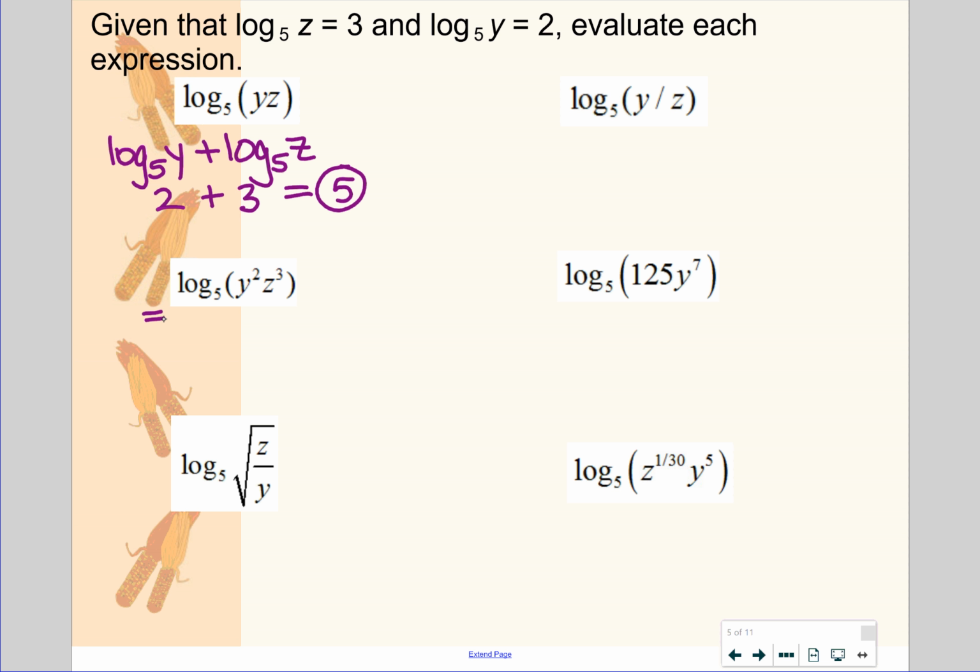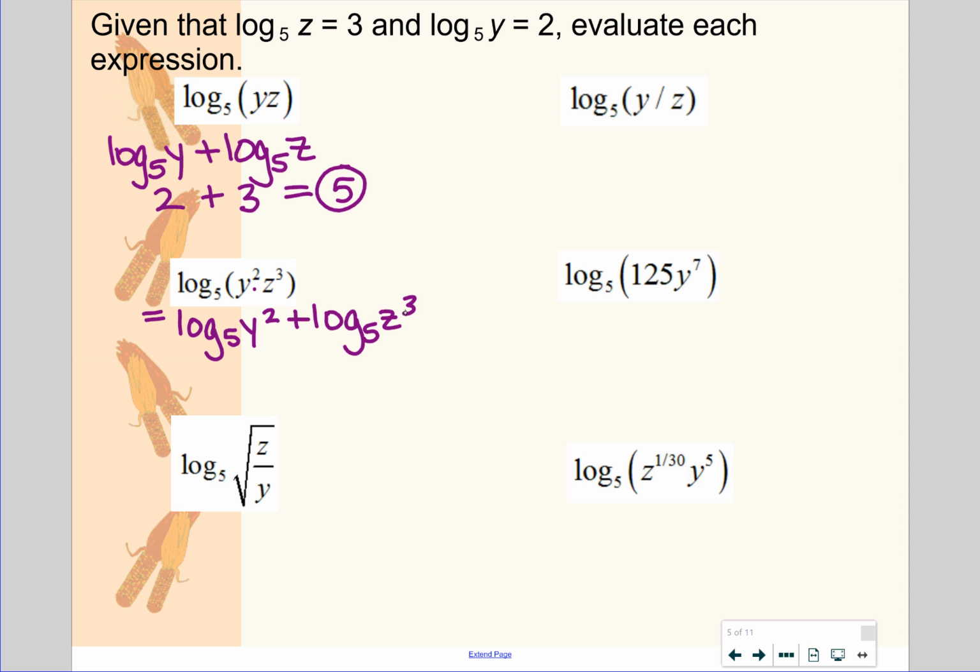I have powers and I have multiplication, right? Can I move those powers down? Not yet. Okay, because the y and the z are multiplied together still. We need to separate those from each other, and then the powers can move down in front of their respective logs. So how do I separate the y from the z? It's multiplication, so it changes to addition. Log base 5 of y squared plus log base 5 of z to the third.